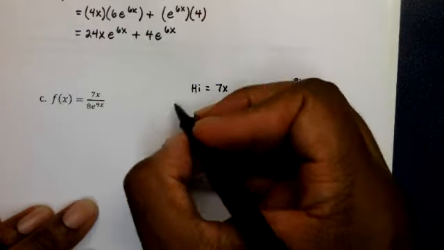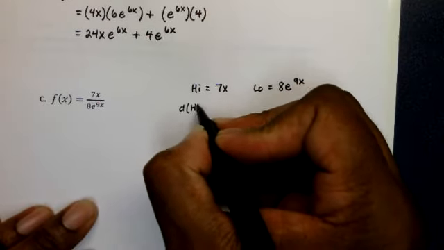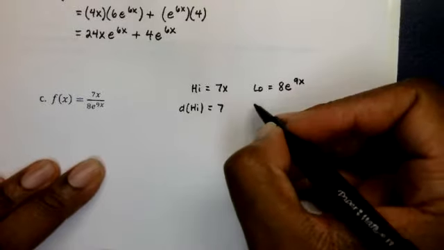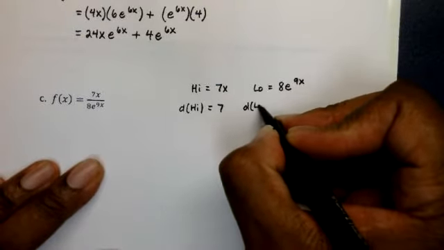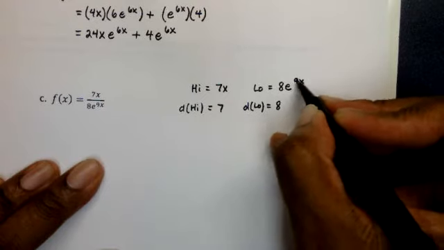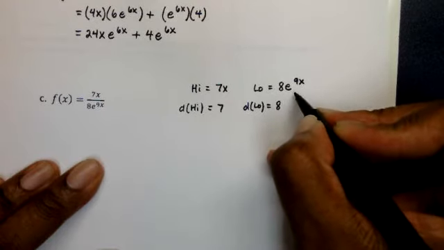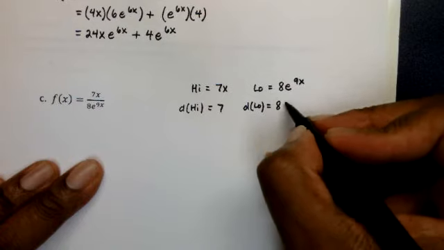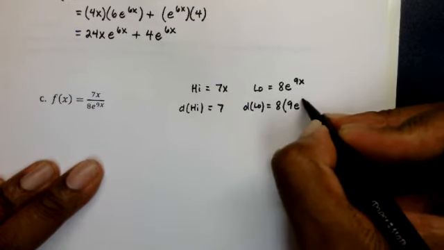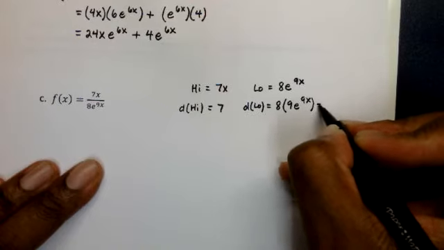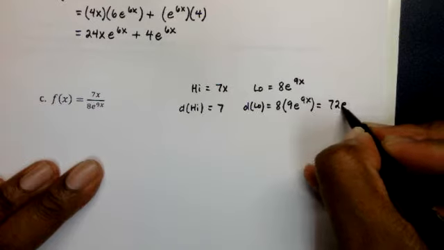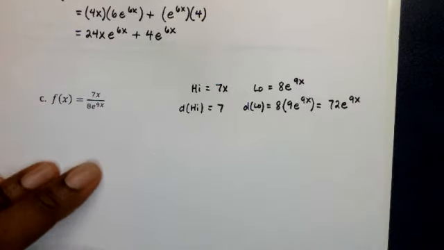So if the high is 7x, the derivative of the high will have to be 7. And if the low is 8e to the 9x, the derivative of the low, let's be careful here. Bring down the 8. Let's take the derivative of e to the 9x using the derivative of e to the kx. That's going to be that coefficient of x, which is 9, and then it'll be e to the 9x. Then if I multiply 8 times 9, that'll be 72. So I have 72 e to the 9x.